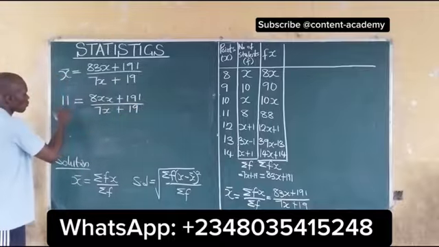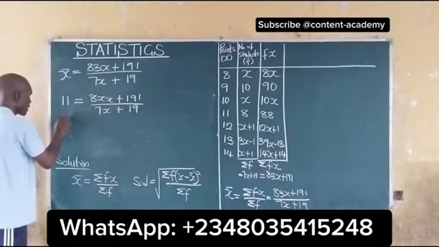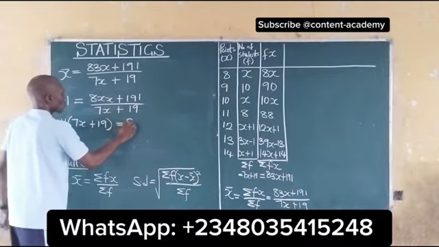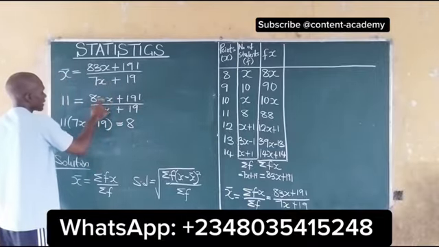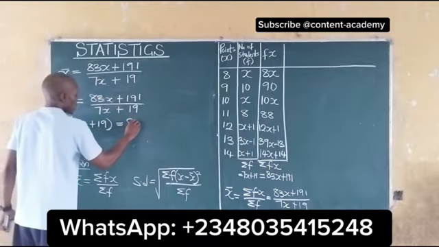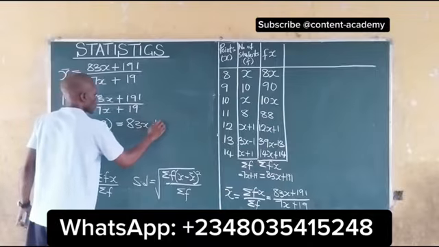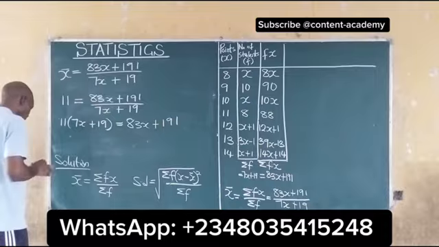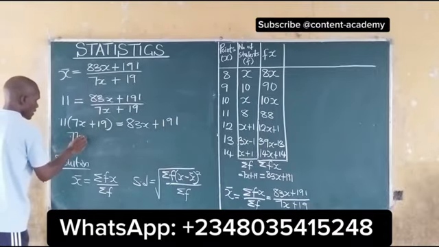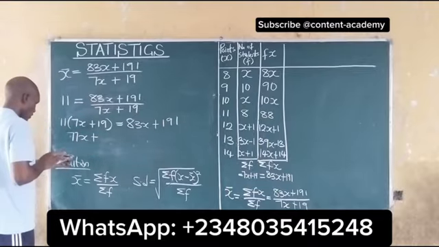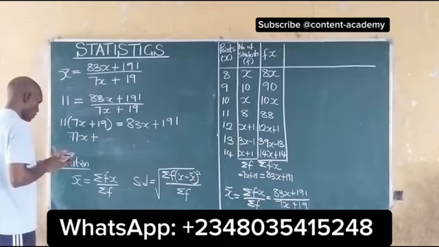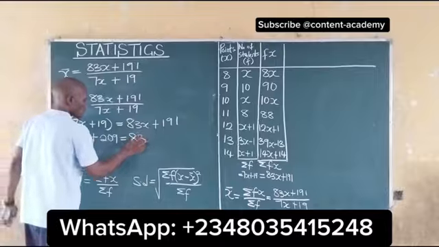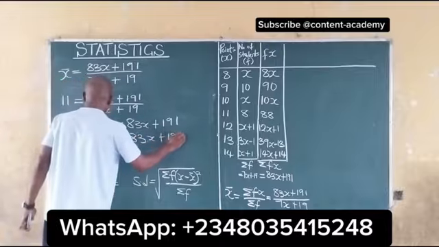So what we do is multiply, to give us 11 multiplied by 7x plus 19 to be equal to 83x plus 191. So we have 11 times 7, which is 77x plus 11 multiplied by 19, which is 209, to be equal to 83x plus 191.